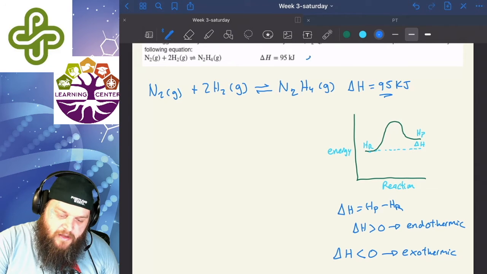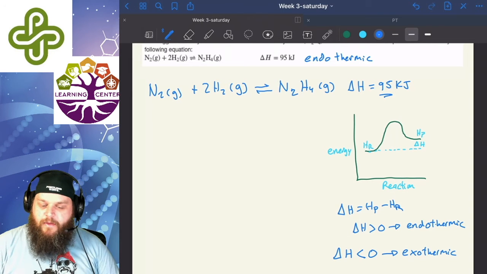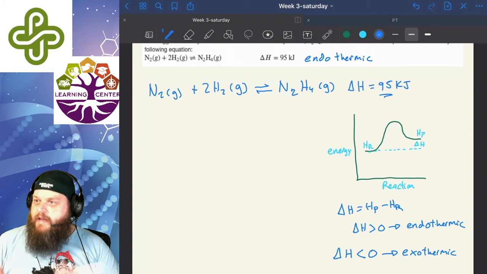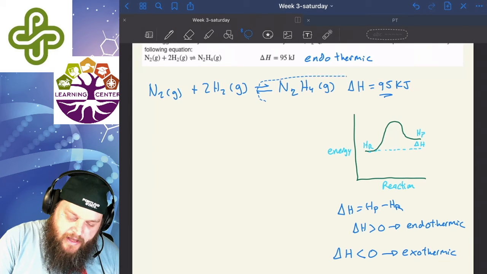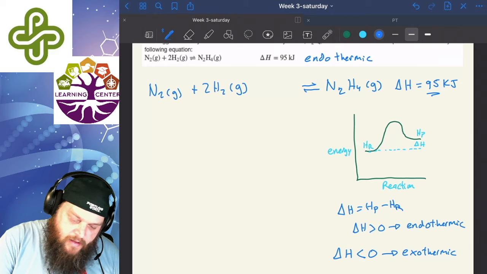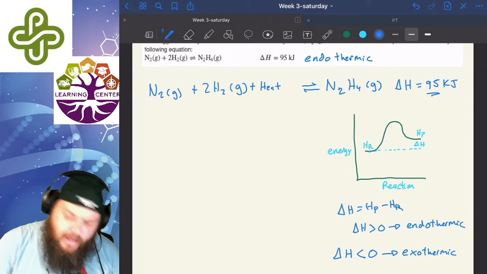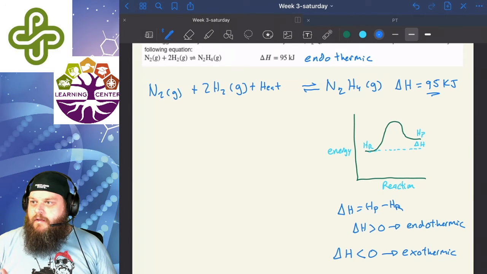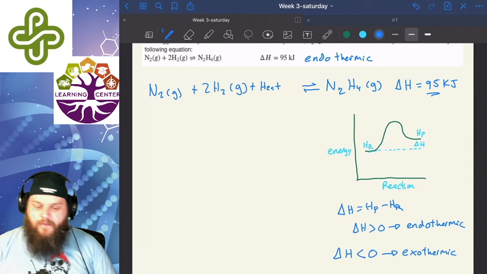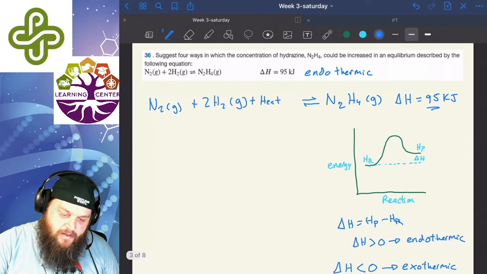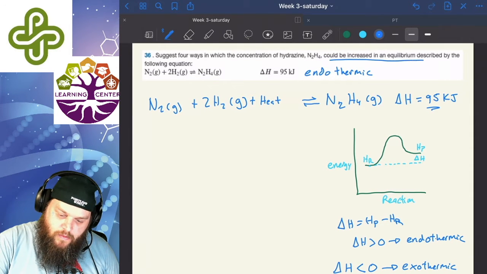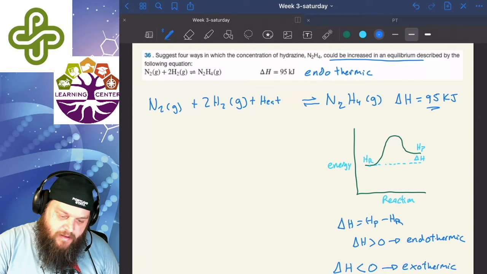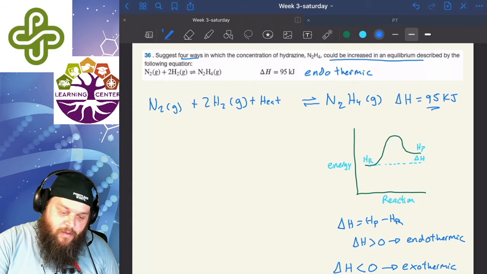So in this case, we're looking at an endothermic reaction. And since the endothermic reaction is absorbing energy, I like to think of it as essentially having heat as a reactant. This helps me determine how this reaction is going to respond to a change in heat using Le Chatelier's principle. So we want to look at 4 ways, and that's one of the ways we're going to look at.